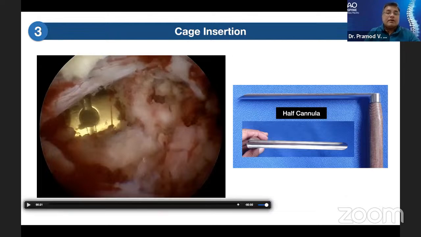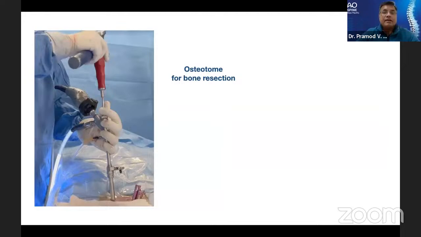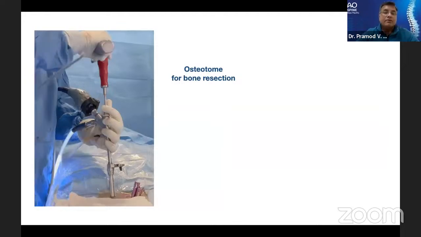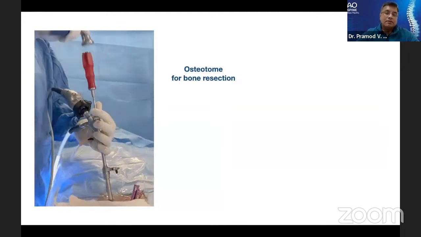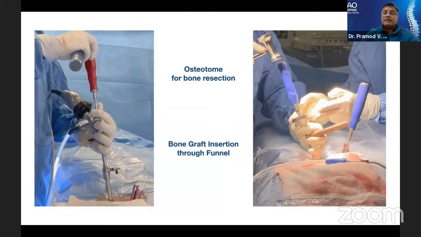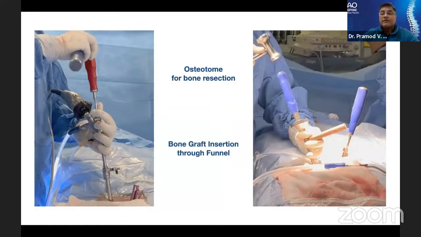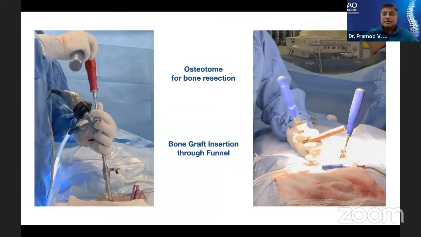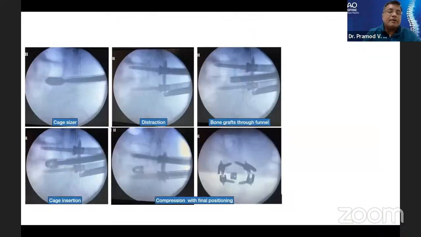So this is how I use an osteotome to resect the lamina and the facet. I use one hand to hold the endoscope and the working channel, and the osteotome, and the right hand to use the hammer. And this is the insertion of the bone grafts in the front of the disc space before I insert the cage. I use a funnel to insert the bone grafts. Placement of the trial disc spacer and final placement of the cages and the screws.